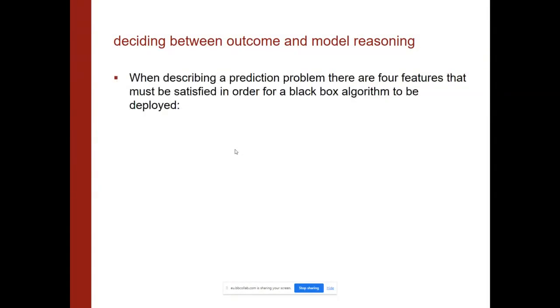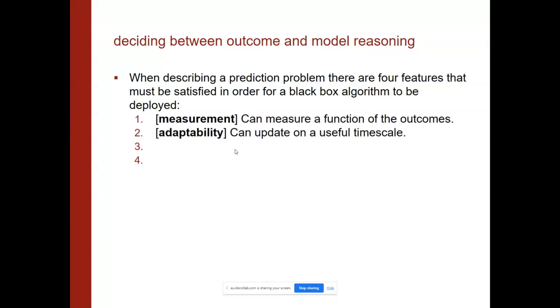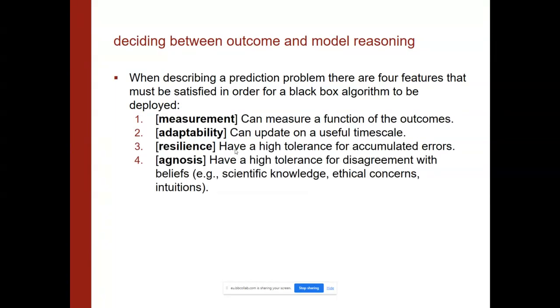Okay, so when we describe a prediction problem, there are 4 features that must be satisfied in order for a black box algorithm to be deployed. And again, we've taken these from a careful study of the Common Task Framework, where these algorithms are developed. So the 4 features are measurement: can we actually observe some sort of measurement of the function, the outcomes, and of our predictions? The second is adaptability. Can we update our algorithms on a useful timescale? The third is resilience. Do we have a high tolerance for accumulated errors? And the fourth is agnosis. Do we have a high tolerance for disagreement with our domain beliefs, our scientific knowledge, ethical concerns, etc.?